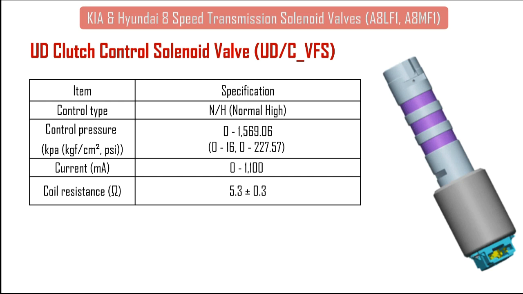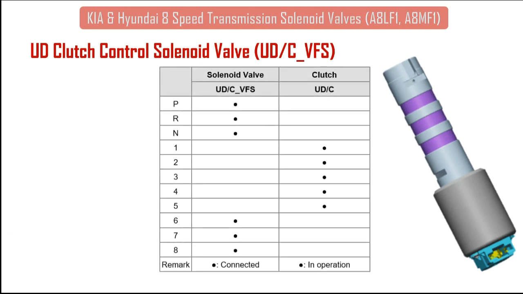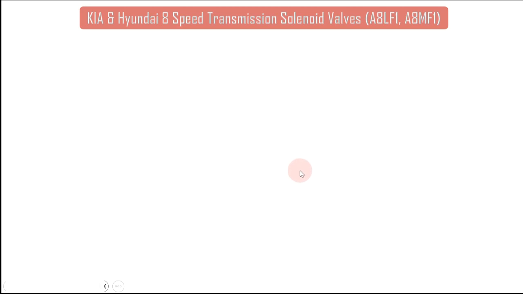But the amount of current that the TCM provides to this solenoid valve is exactly the same as the other one, even the resistance. The only difference is the normal high. And you see the difference here because this one is normal high. When this solenoid is receiving normal high, it is not going to provide any oil to the clutch pack. And as you see, when this one is receiving normal high, this clutch is not working. When it's receiving low current, the clutch pack is working. So this one is exactly opposite to the other solenoid valves.